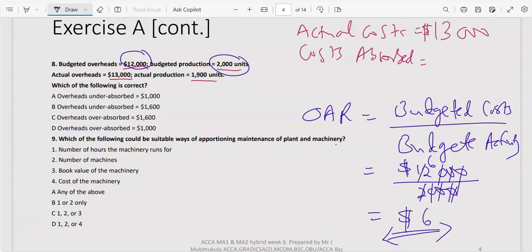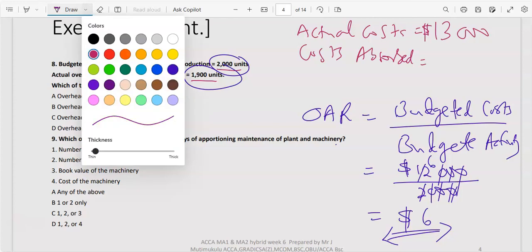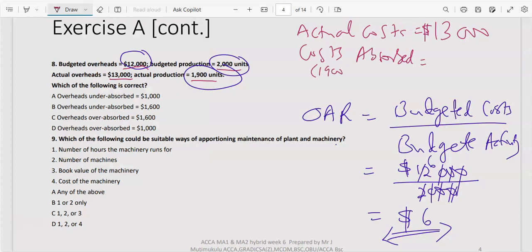Now, the units which were produced were how much? According to the question, the actual production was 1,900 units. So let us multiply 1,900 units by the overhead absorption rate of $6, so that we get the total absorption. So this gives us how much?